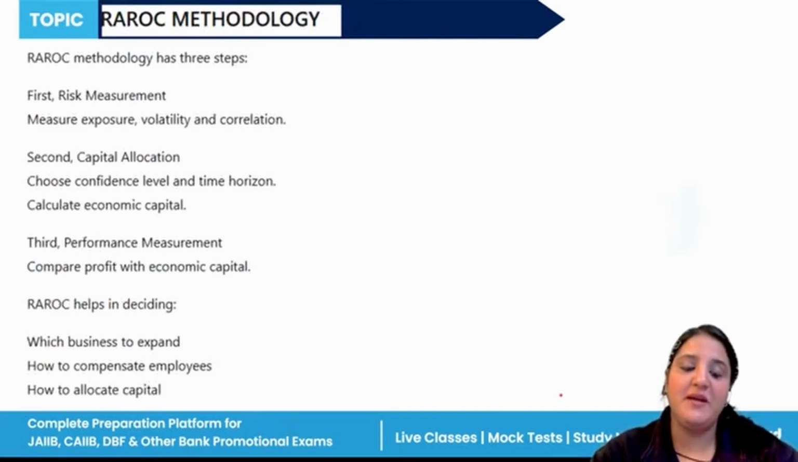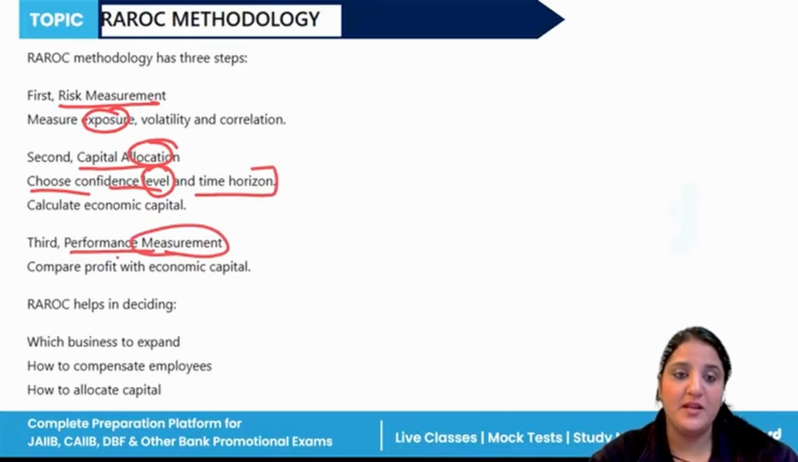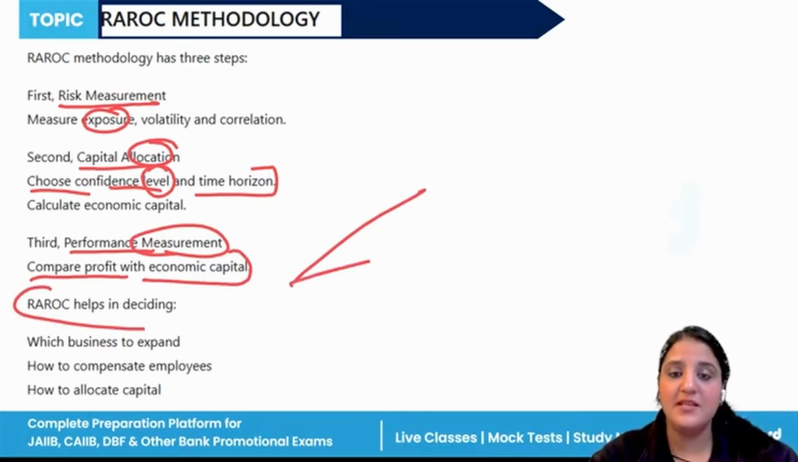Now RAROC methodology has three steps. First is risk measurement, which measures exposure, volatility, and correlation. Second is capital allocation, that chooses the confidence level and time horizon. Third is performance measurement, which compares profit with the economic capital. So RAROC always helps in deciding which business needs to expand, how to compensate the employees, and how to allocate the capital.